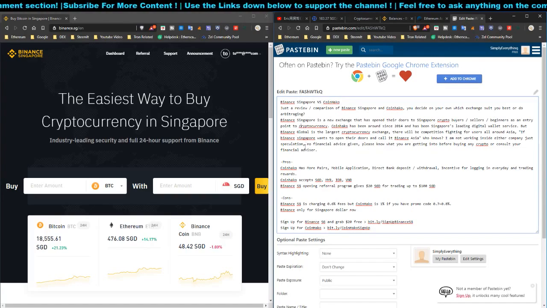And this is the pastebin over here I'm going to talk about, so the pros and cons. CoinHako has more pairs and it has a mobile application, direct bank deposit, withdrawal, incentive for logging in every day, and trading rewards. As you can see just now, I have done the trading and they give me a chest and there's a reward over there. That's a good thing for people to trade and from there to earn the points and redeem it for cryptocurrency. And Binance Singapore maybe would add that, I do not know. And of course CoinHako itself is accepting Singapore dollars, Malaysia ringgit, I don't know, also Indonesia money, and some Vietnam dong or something like that.